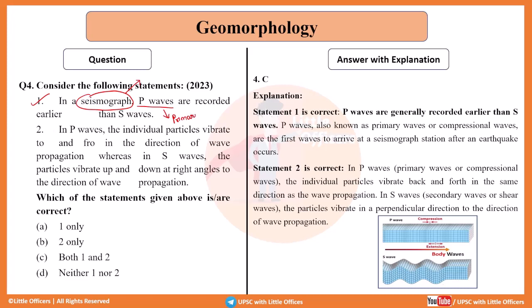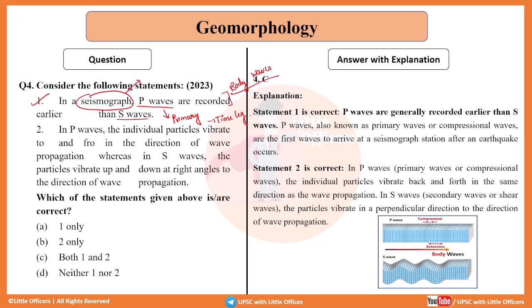They are the first to arrive. It is basic information given in NCERTs also. Nobody is going to make it wrong, right? And S waves are secondary waves. They will be coming in the seismograph after a time lag. After some time, you will be having S waves. Now, both S waves and P waves are body type of waves. So when these body waves reach the surface, they become surface waves.